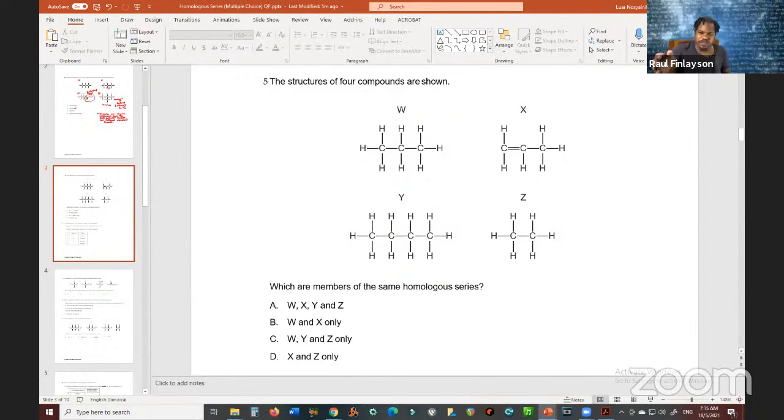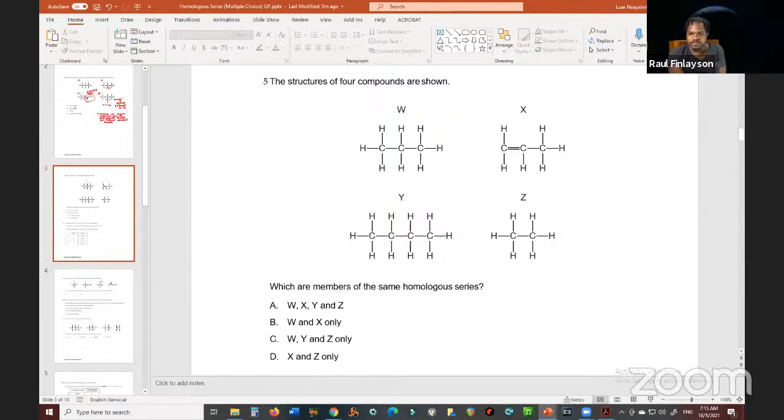The structures of four compounds are shown here, and they're asking which are members of the same homologous series. Right now, you should be able to pick up the pattern here. W, X, Y, Z, which are members of the same homologous series?